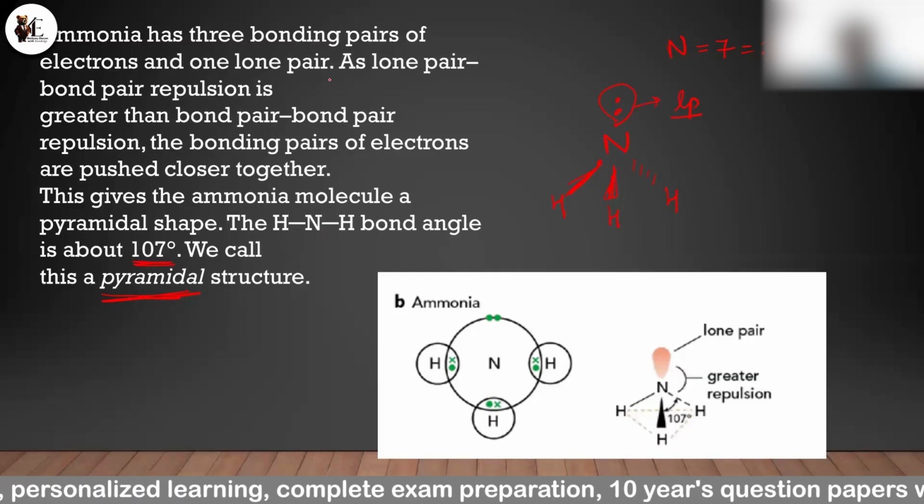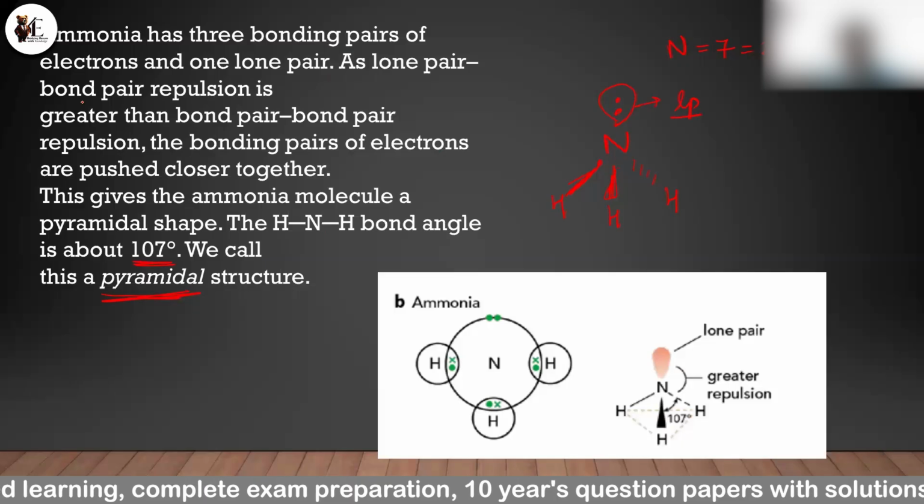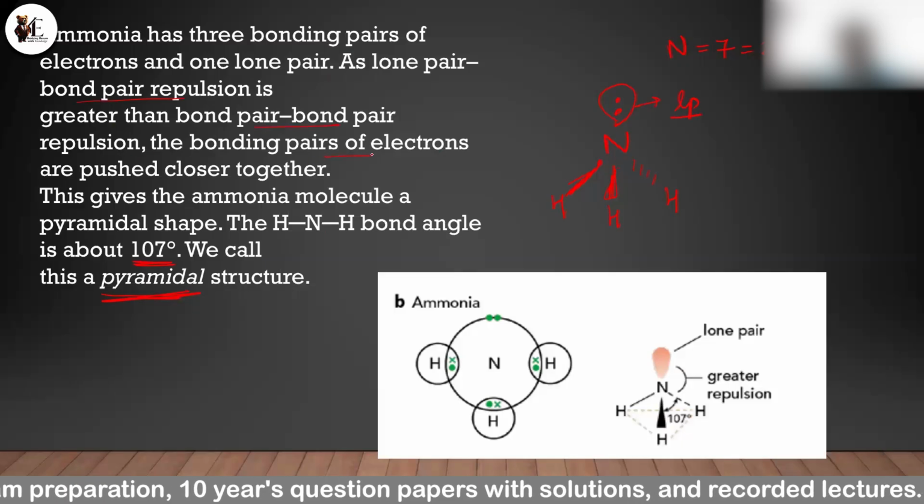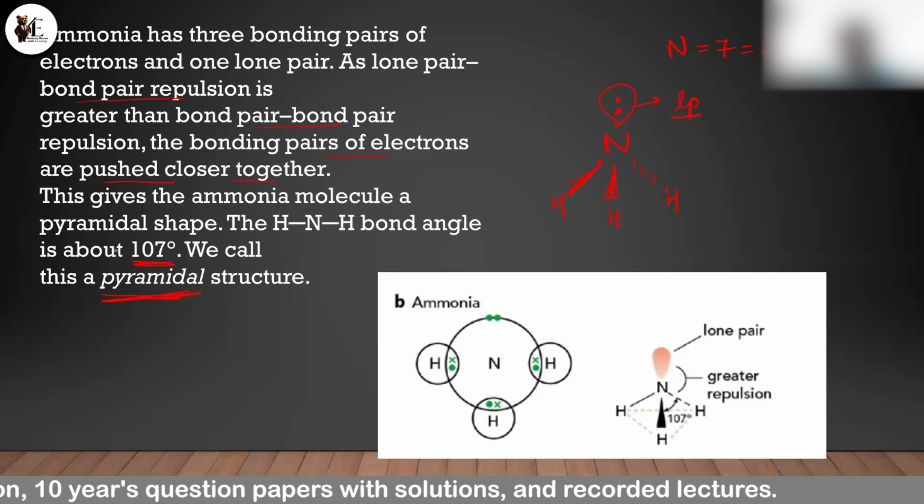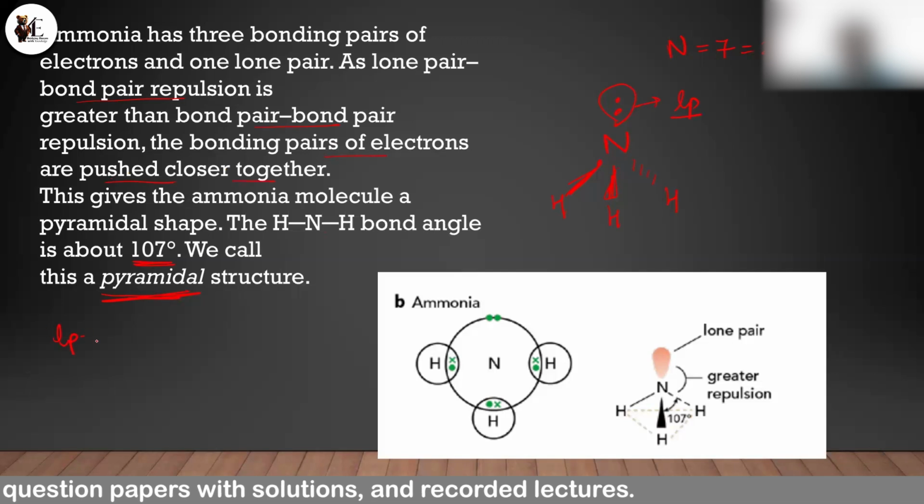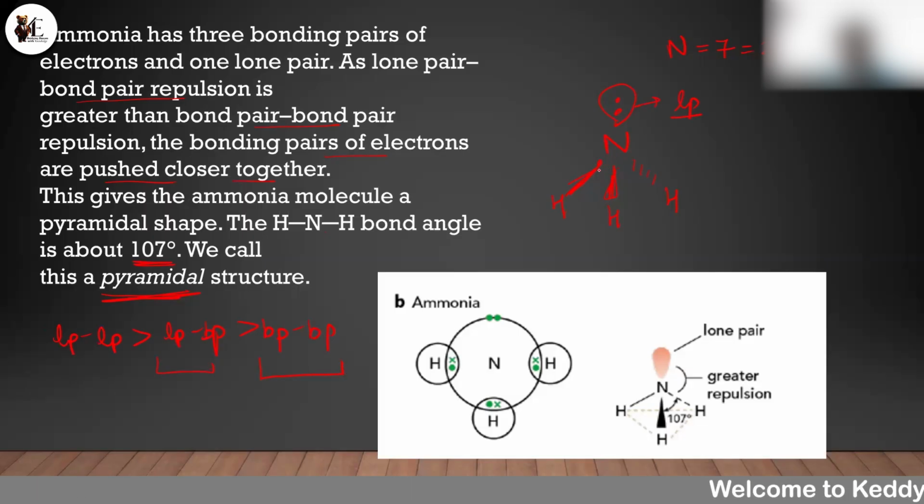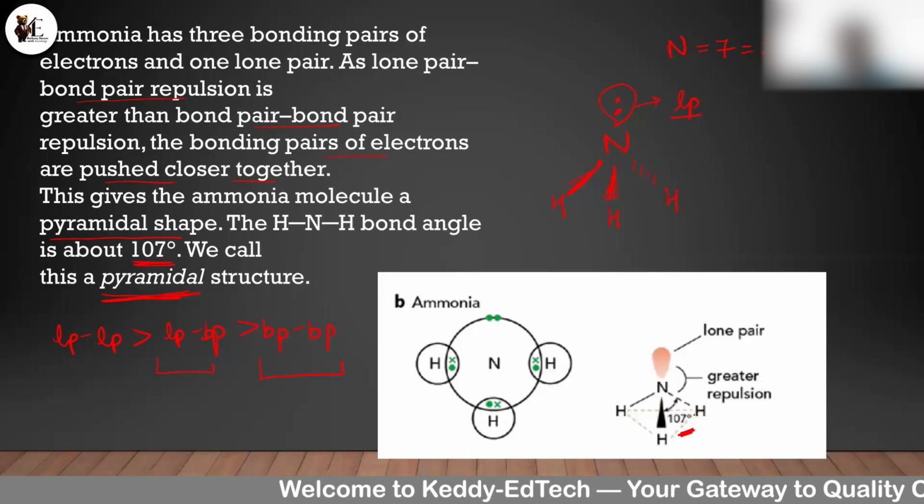Lone pair-bond pair repulsion is greater than bond pair-bond pair repulsion. So the bonding pairs of electrons are pushed closer together. We have studied that lone pair-lone pair repulsion is greater than lone pair-bond pair, and then bond pair-bond pair. So here the bonding pairs are pushed closer together. That's why its shape is pyramidal and the bond angle is 107 degrees. So this structure is called pyramidal.